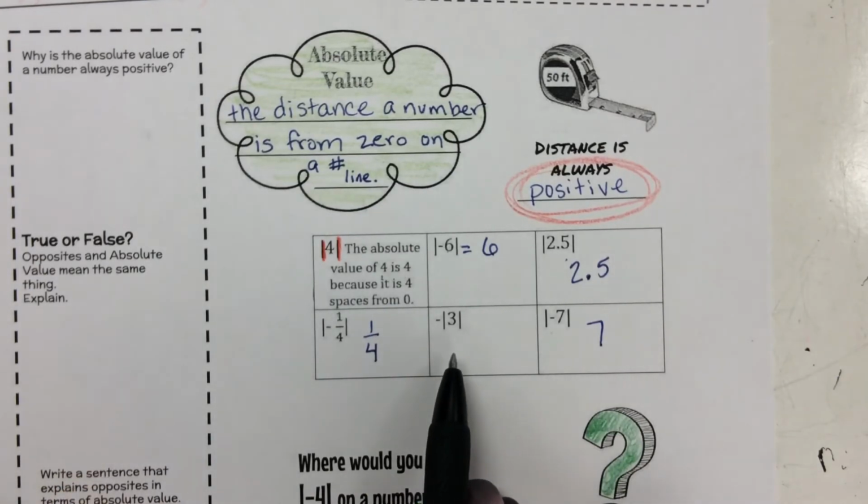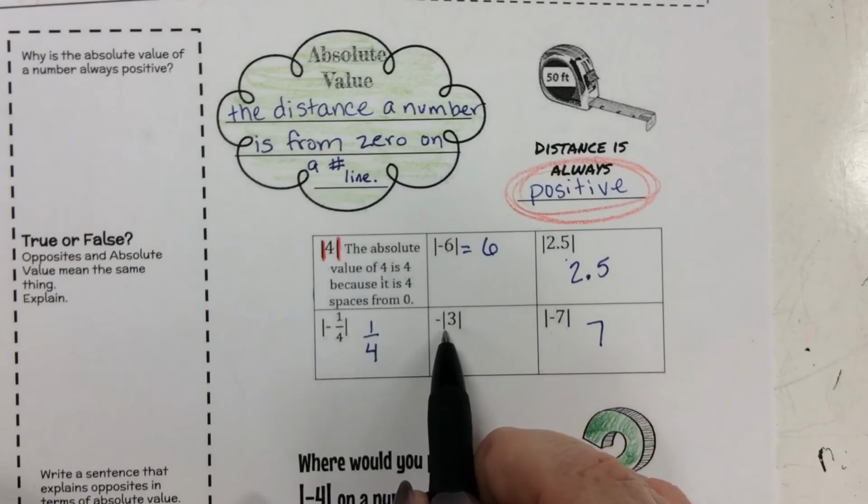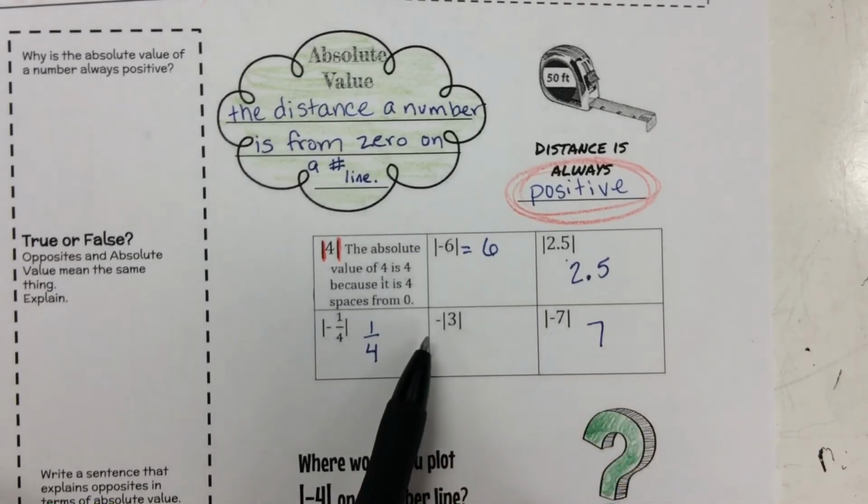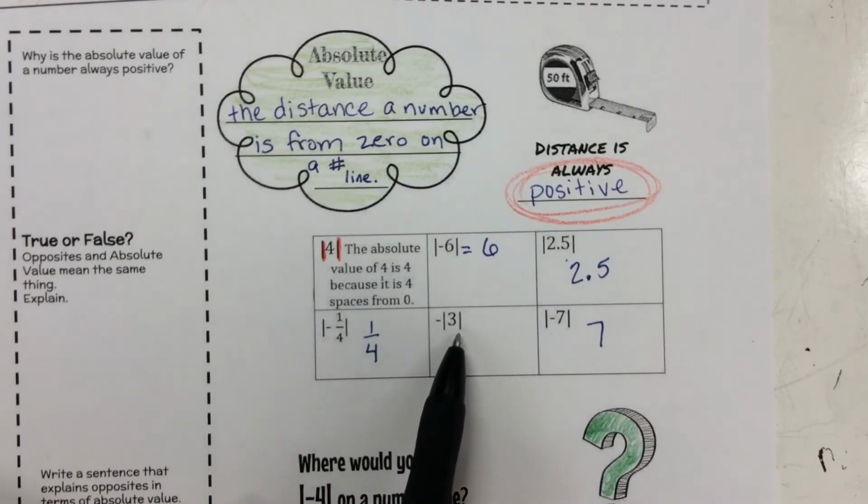This one's a tricky one, so make sure you're paying close attention here, okay? This one doesn't say the absolute value of negative 3. When it's on the outside, it says the opposite. So the opposite of the absolute value of 3. Let that sink in for a second. The opposite of the absolute value of 3.